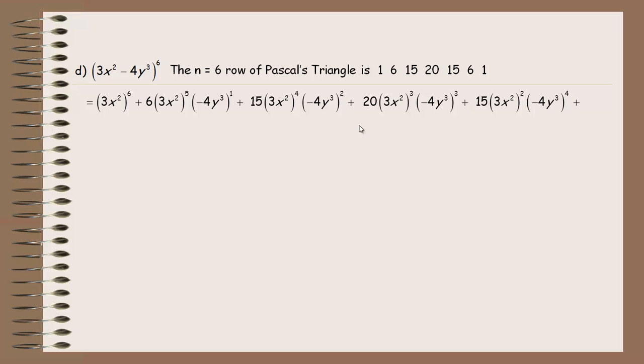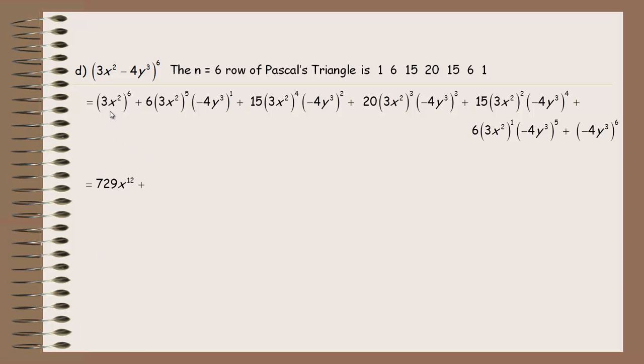Now I need to do the 6. So I'll start in the next line here. 6, and then this exponent reduces to 1. This one increases by 1 to 5. And the last term would be 1, and it'd be just negative 4y cubed to the power of 6 now. There is 3x squared to the power of 0 here, but we don't normally write that. So let's simplify the individual parts.